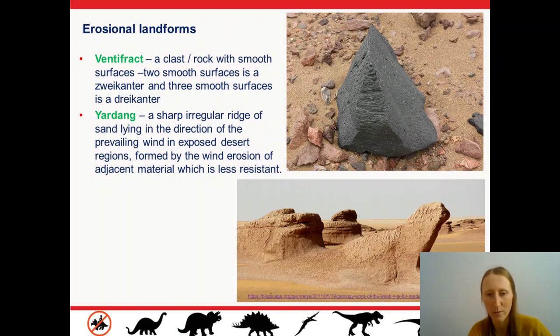Yardangs, this is quite a famous yardang down here. We can see the shape of it. It almost looks like a donkey or a dog sat down, face up. So they're basically really irregular shapes of sand that are within the prevailing wind direction. So it's quite narrow, which suggests that the wind is going across the screen in this case.